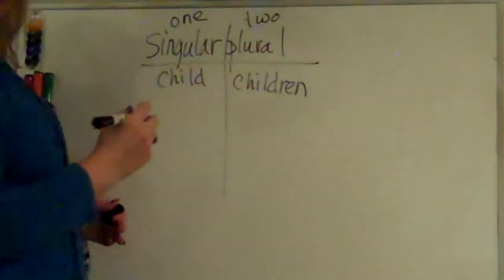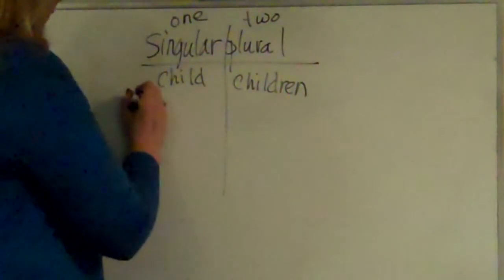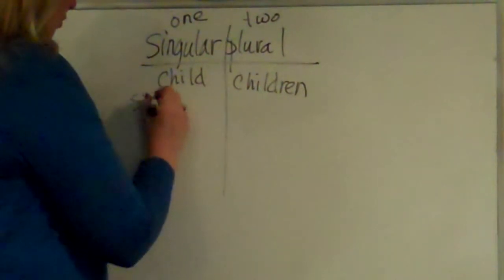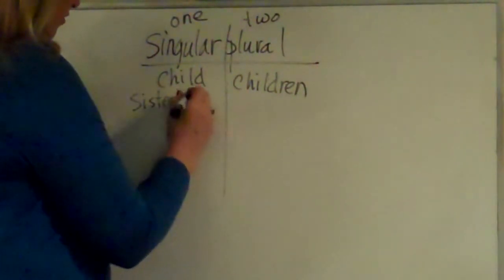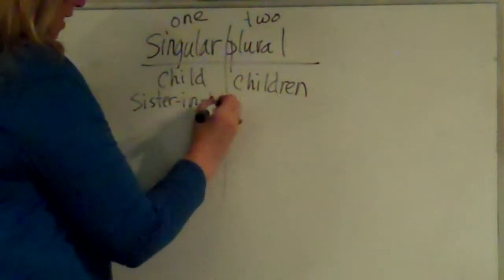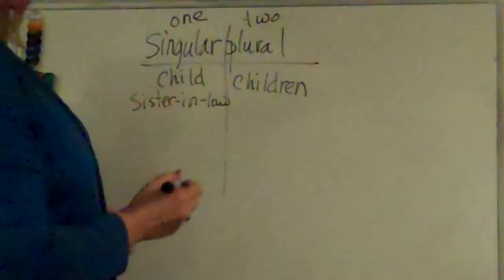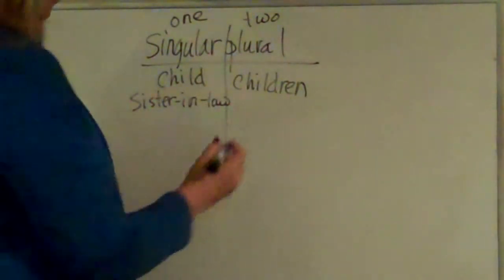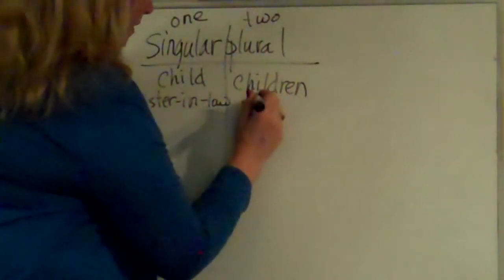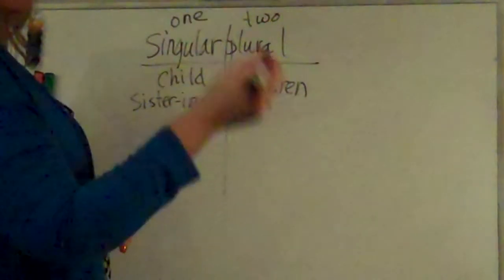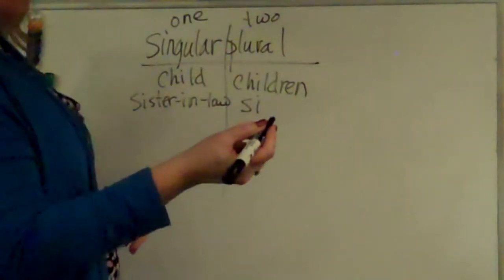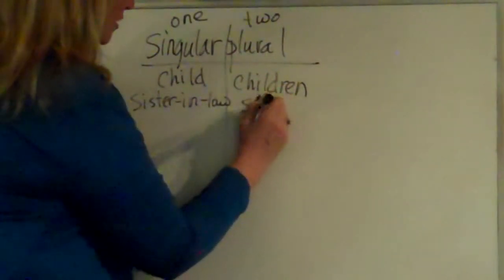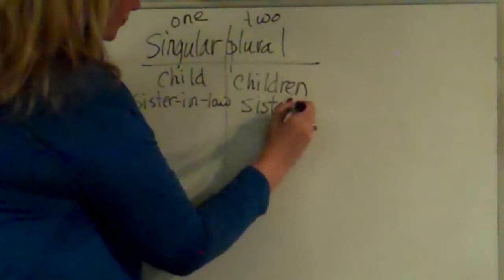I don't think I did any compounds with you, so let me show you what that looks like. Sister-in-law. Remember, compound just means I have more than one of something. In this case, it's more than one word that makes up a noun. So when I make this plural, it's going to be two, not sister-in-laws, but two sisters-in-law.